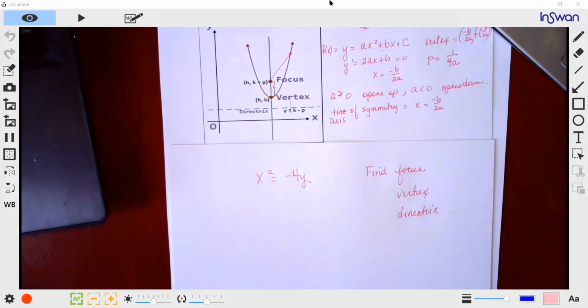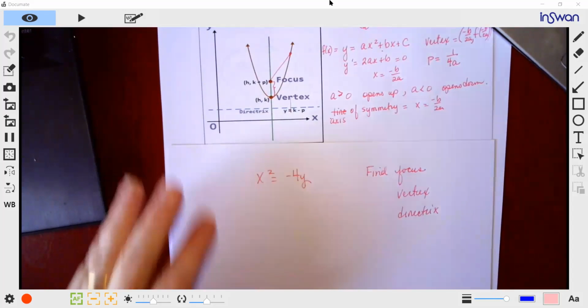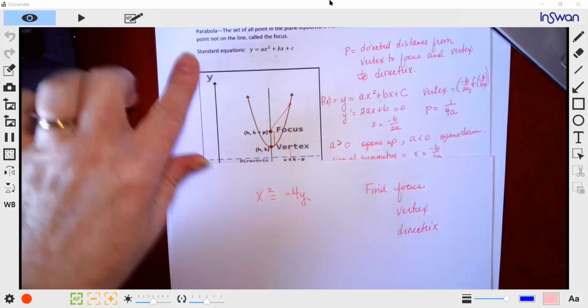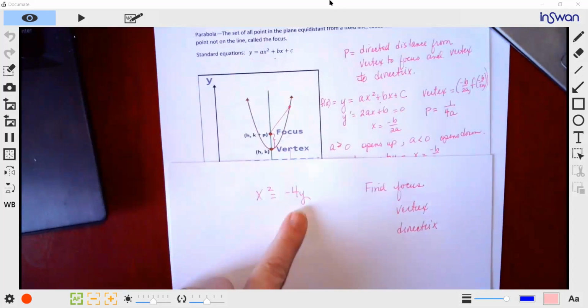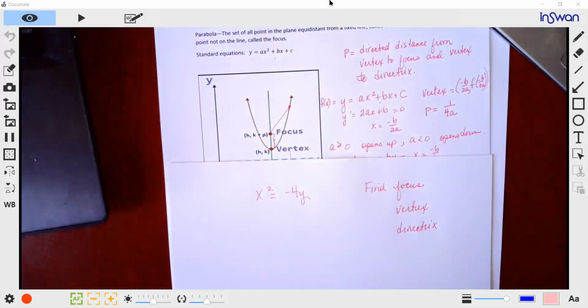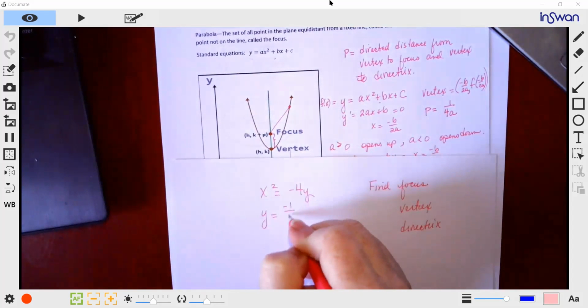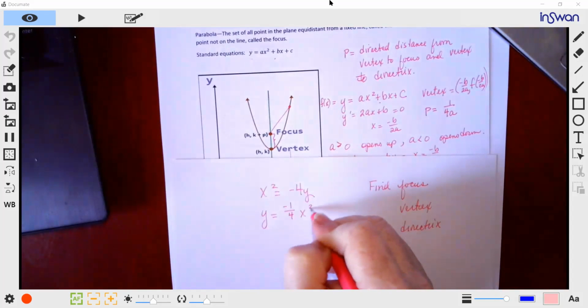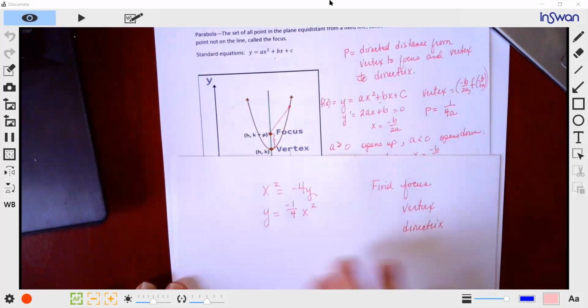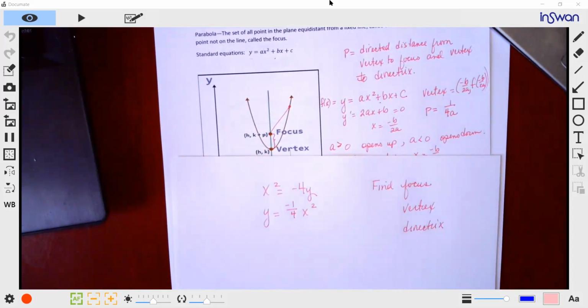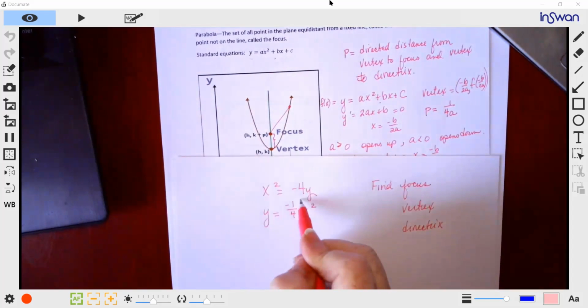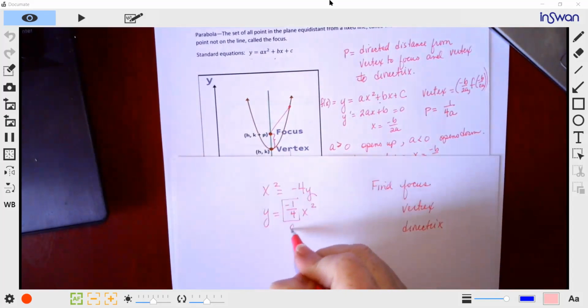Okay. Now, before we start doing any of this, we want to put this in what we call standard form. So we want to solve for the non-squared variable. So this would be y equals negative 1/4 x squared. When you put one of these in standard equation form, the coefficient of x squared is going to be a, always.